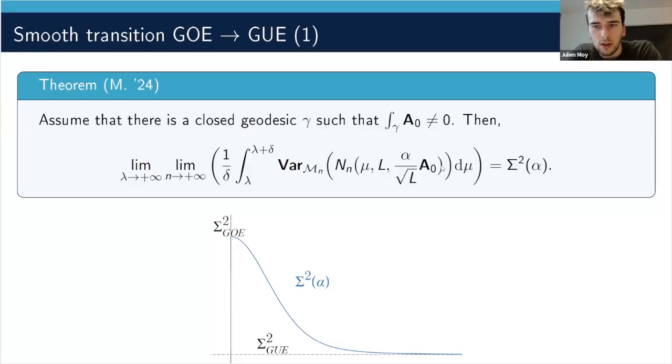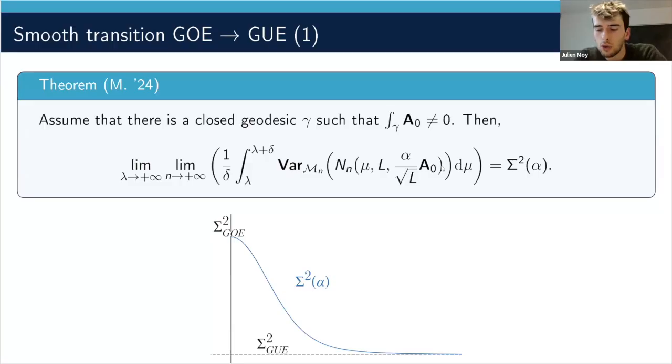Of course, alpha equals 0 amounts to considering the situation where there is no magnetic potential, so one recovers the GOE result. And when you increase alpha, it amounts to looking at magnetic fluxes of increasing intensity through closed geodesics. And then there is a continuous transition from GOE to GUE when alpha goes to infinity.